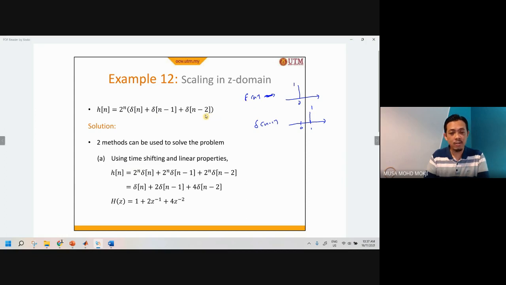And then, of course, this is another impulse, which is one sample. One sample is not located at 0, not at index 1, but at index 2. Just one sample.